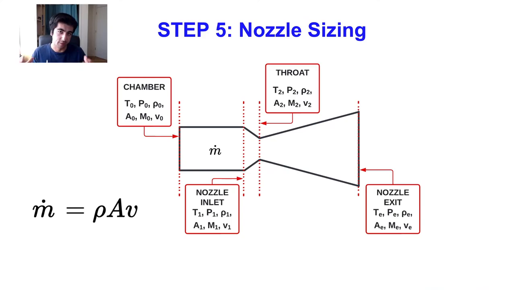Okay, great, now to the fun part. The next step is to actually size our nozzle and our chamber. What does it mean to actually size the nozzle? What it really boils down to is figuring out the cross-sectional areas of these different sections, right? Look at this simplified diagram. You can break it up into blocks based off their cross-sectional area.